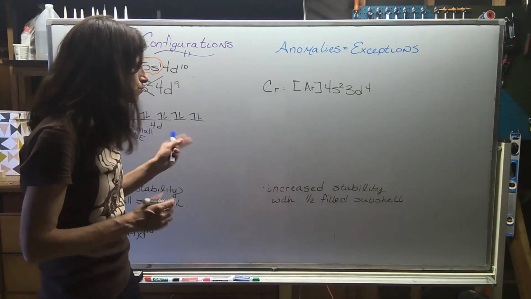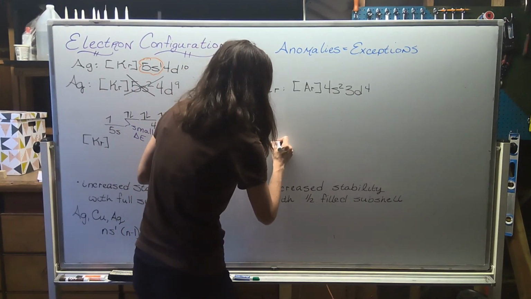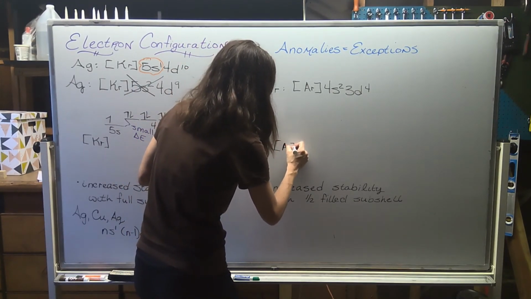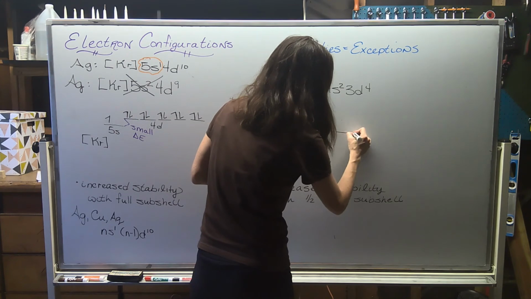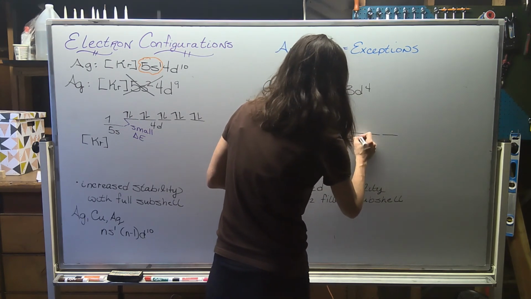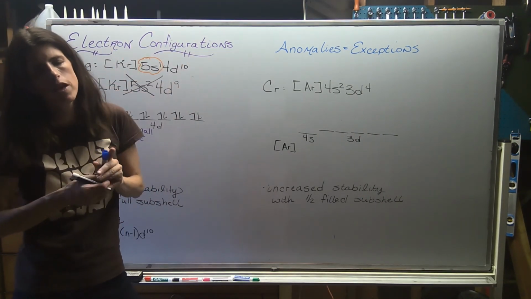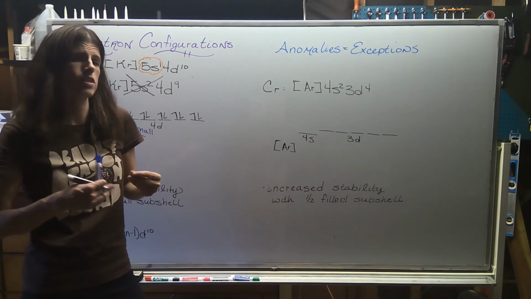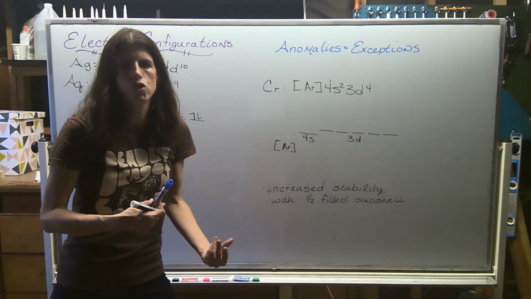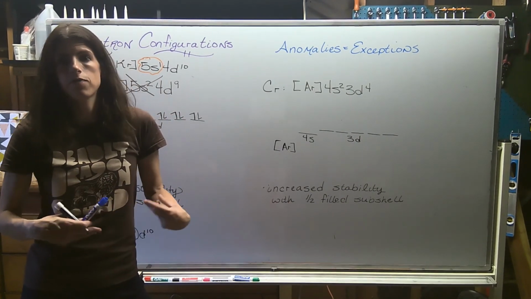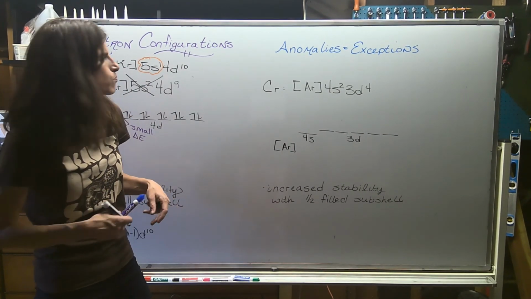For chromium, I imagine you all wrote down this. Let's do the same kind of analysis. We have argon, and then our 4s, and then very close in energy, our 3d. The fact that the energy differences are so small as we get to the higher parts of the energy diagram is critical to this being able to occur. You're not ever going to promote an electron from like a 1s to a 2s just because, right? Maybe if there's energy coming in, it might happen, but it's not just going to be rearranged on its own.